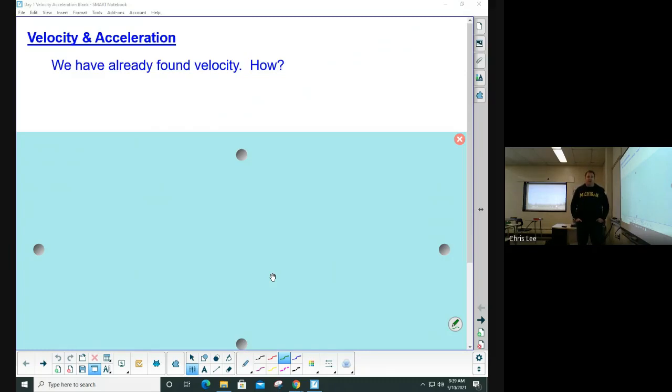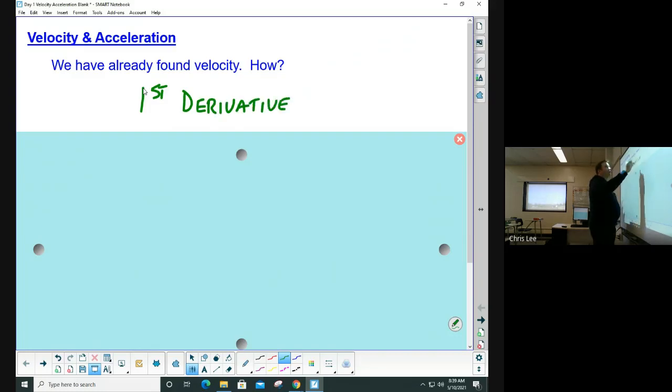So if you think back to the dragster, we were given a function that was describing distance. And what we needed to do was find how steep the distance curve was going, which gave us speed or velocity. And so the first derivative of distance was velocity.